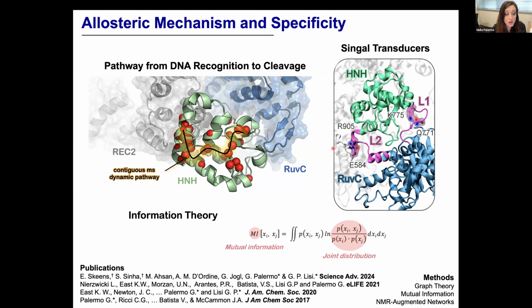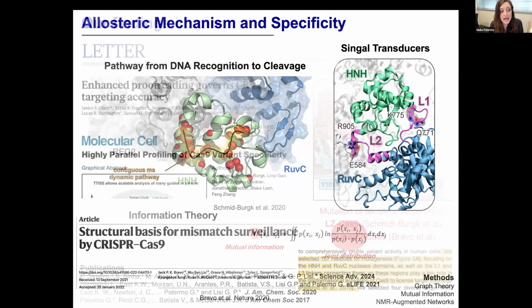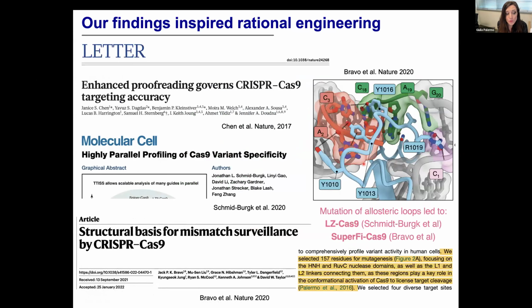By further computing the shortest pathways of information transfer between the two catalytic sites, we identified residues that we proposed are central for governing the dynamics of the system. Based on these findings, there have been modifications of the enzyme attempting to improve the specificity, and as you can see, it has been shown by these groups that by altering these allosteric transducers, the specificity of the enzyme can be improved. So this has shown that there is a clear connection between allostery and specificity in Cas9.